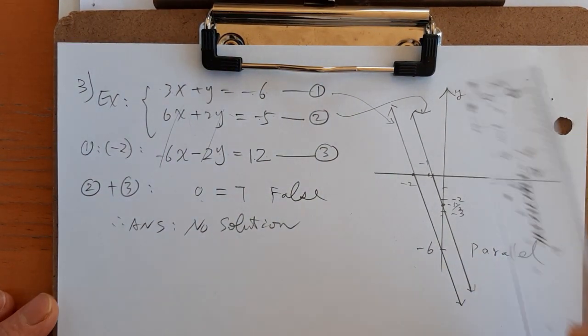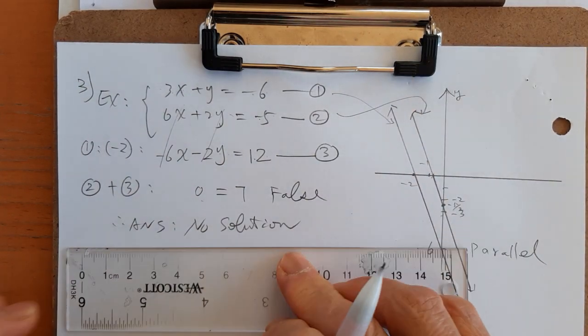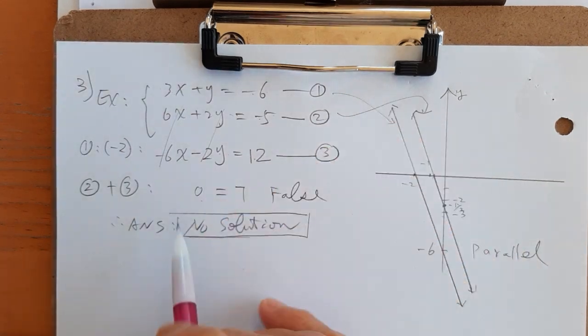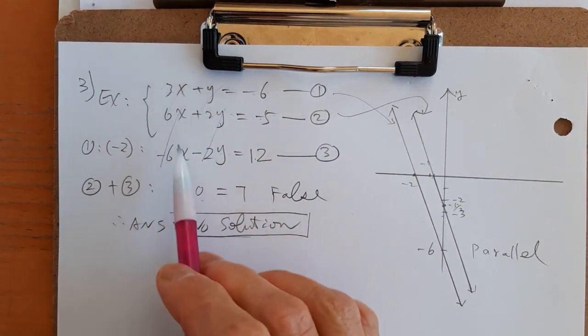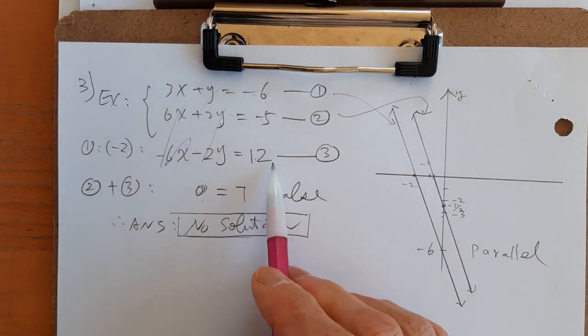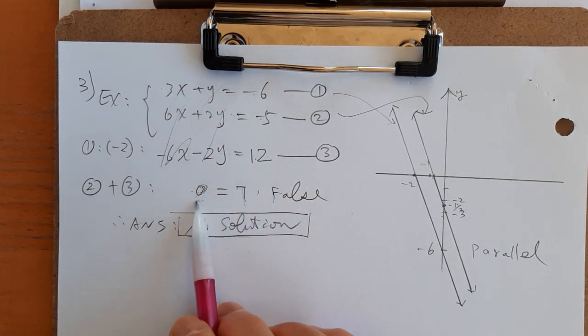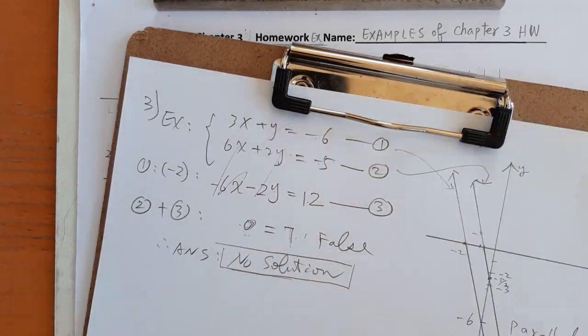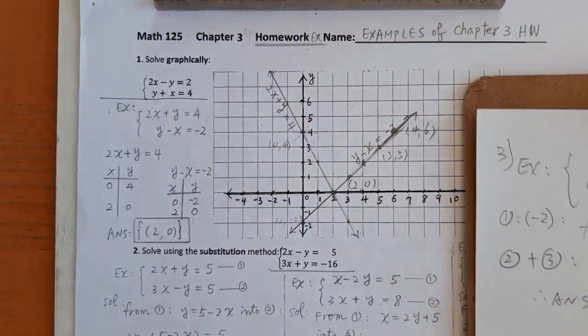There's no intersection points, so there's no solution. You do the elimination method. When you eliminate x and y, there's no more x and y, and the right side you got 7. Never equal, always false. So it's no solution. The graph is two parallel lines, so no solution.